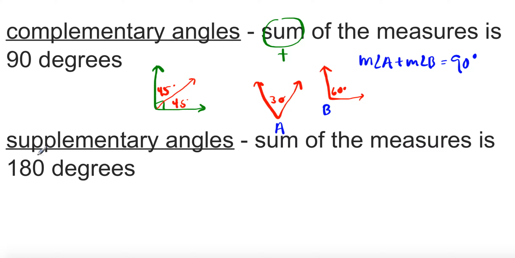Similarly, supplementary angles means the sum of the measures is 180. So it's the same idea except the 2 angles add up together to 180. So a picture for that might look like this. Here's a straight angle, and we cut that right there. And let's just say that this angle measures 30 degrees over here, and this one measures 150. 30 plus 150 is 180, so those 2 angles are supplementary.